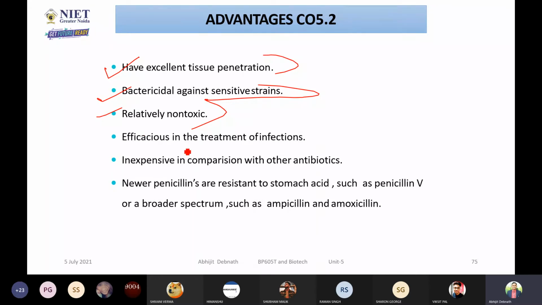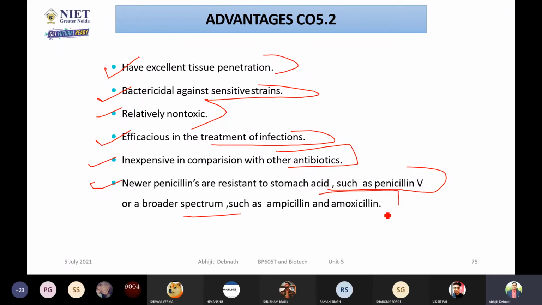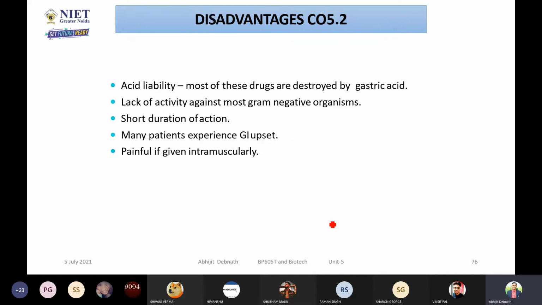And yes, it is efficacious in the treatment of infection and inexpensive in comparison with other antibiotics. Newer penicillins are actually resistant to stomach acid, such as penicillin V, and have a broader spectrum, such as ampicillin and amoxicillin. I hope the name amoxicillin is very common to you all, because many times you might have taken amoxicillin. There are also some disadvantages of penicillin.